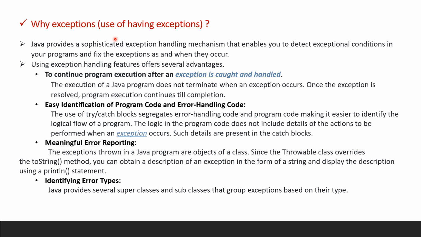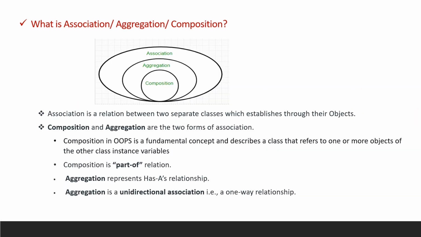So moving to the next question, it is a basic Java and OOPS concept, I can say. What is association, aggregation, and composition?